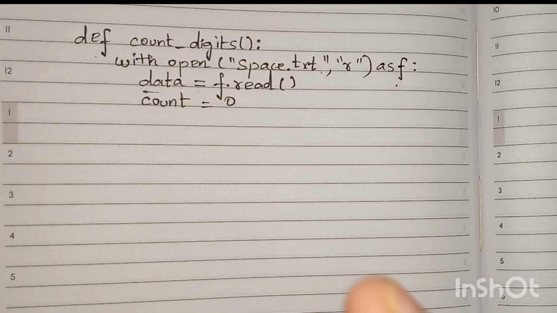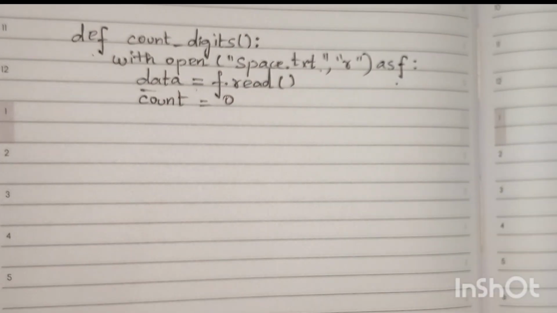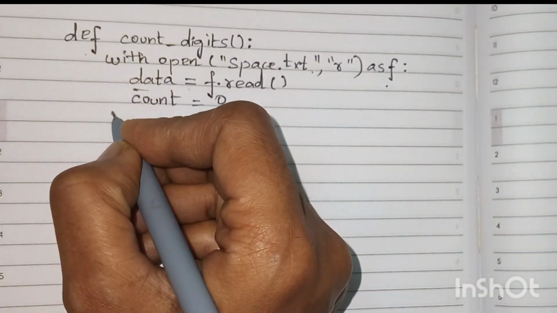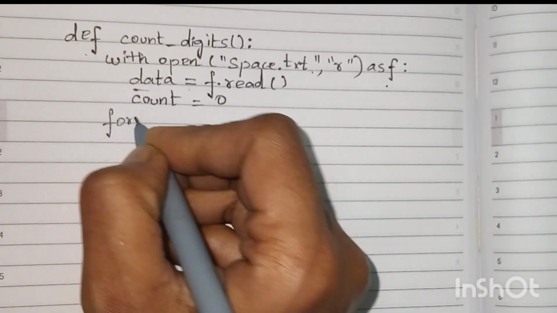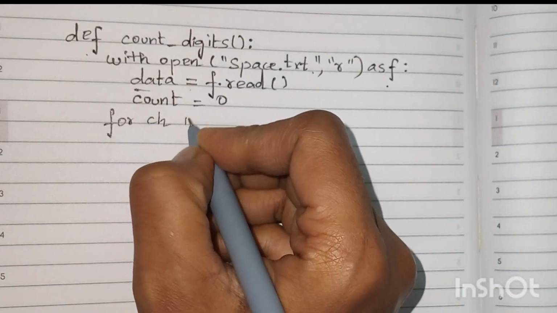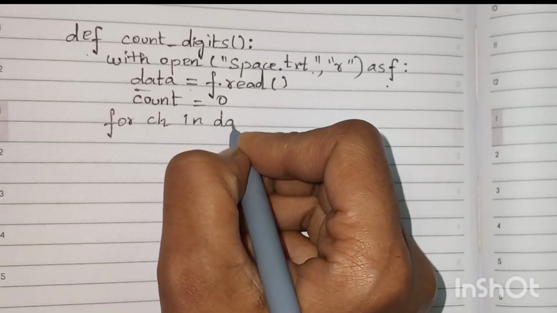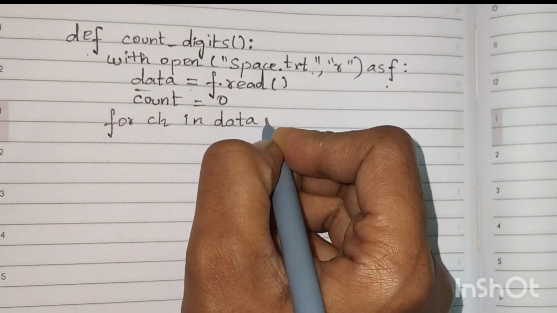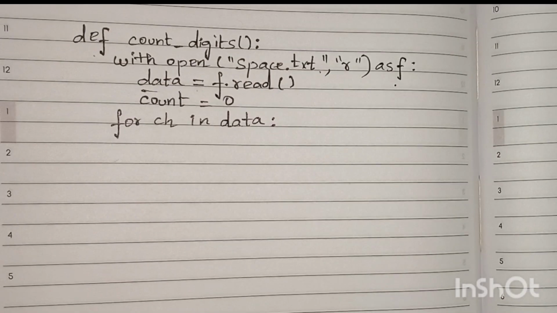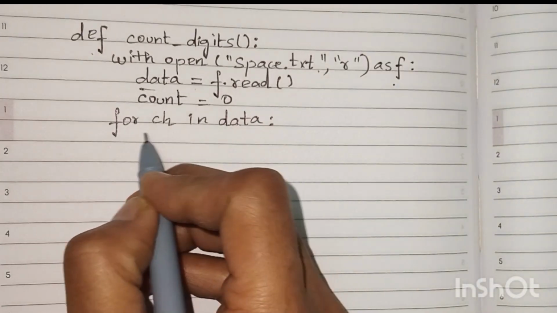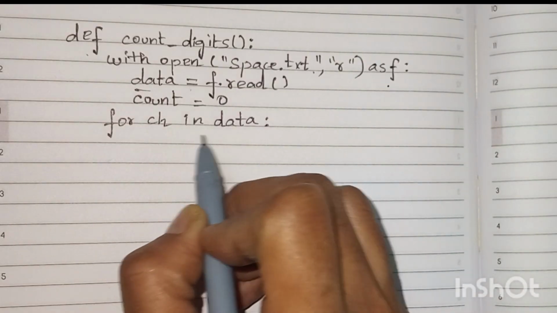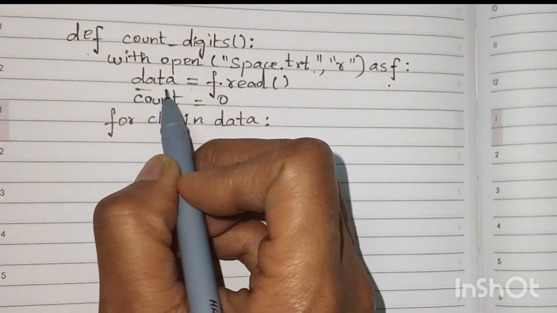Now the next step is to traverse the text. Now we check the file character by character. So for that we need for ch in data. Okay, so what is this? For is a loop, we all know. ch, each character is ch. Then data, the text read from the file that we stored here, right?